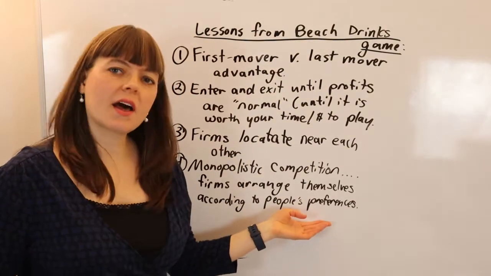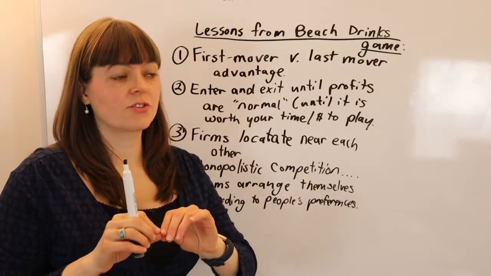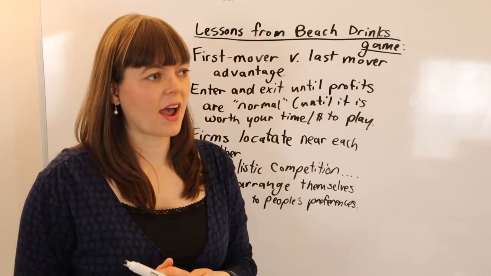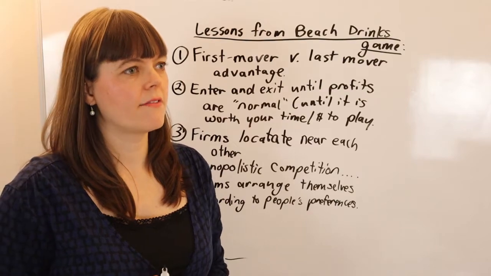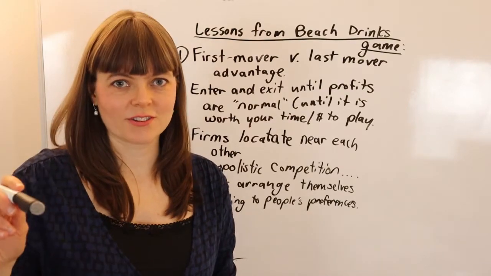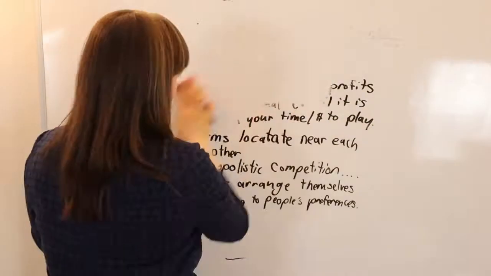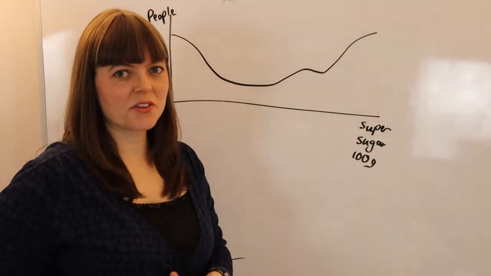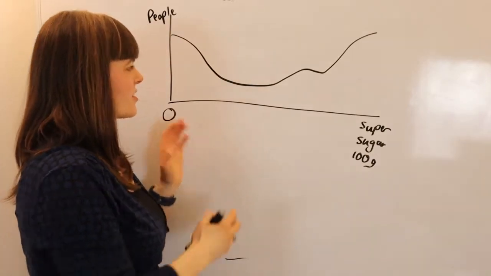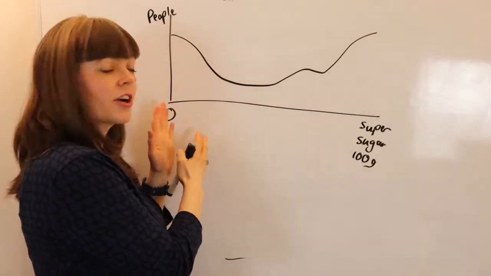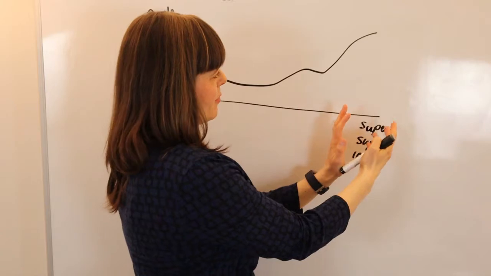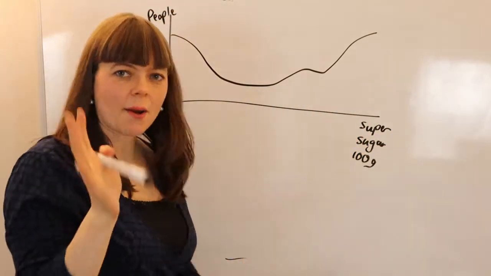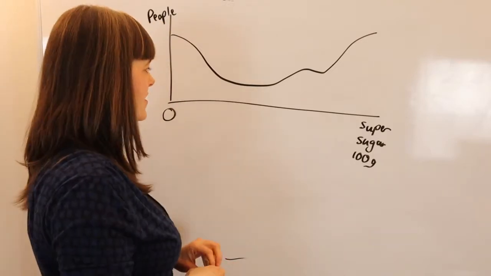But this also applies with products that have sort of a spectrum along which firms can choose to locate. And the example of that I like to use is the spectrum of sugar in cereals. So let me show you that. Okay, so if you look at people's cereal preferences, there's a lot of people that prefer low sugar cereals, and then there's a lot of people that prefer high sugar cereals, and maybe some people in the middle. And you have an optimal type of cereal that you target.